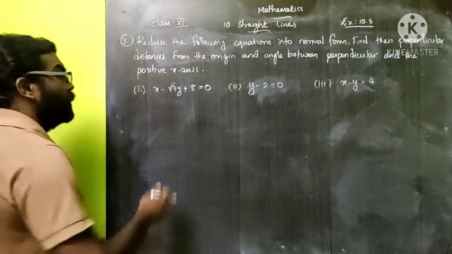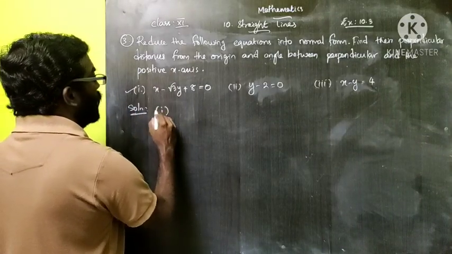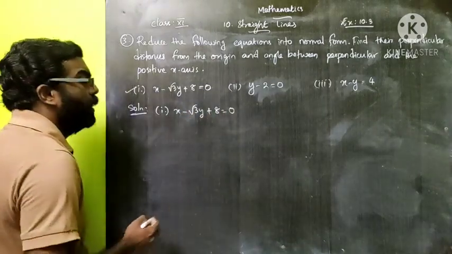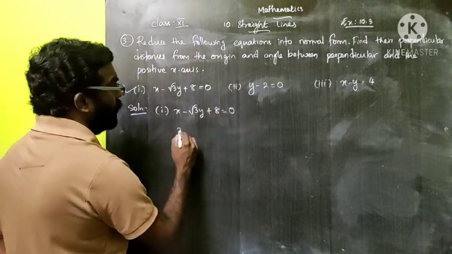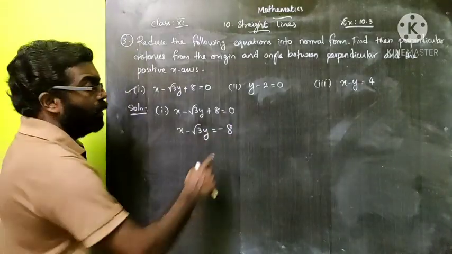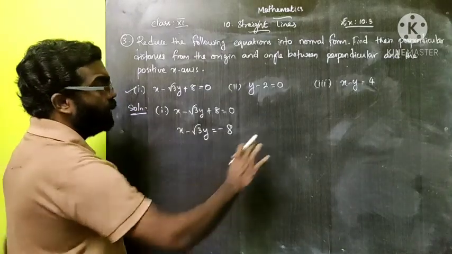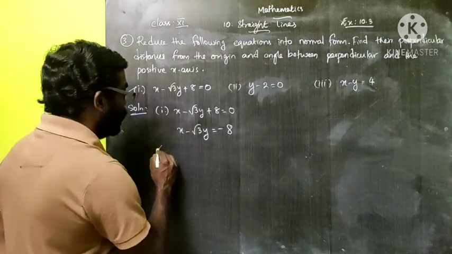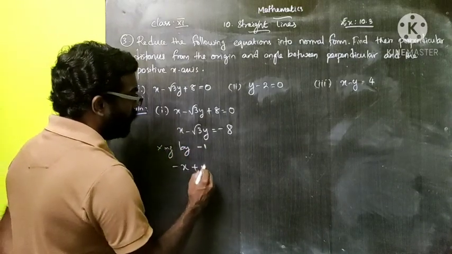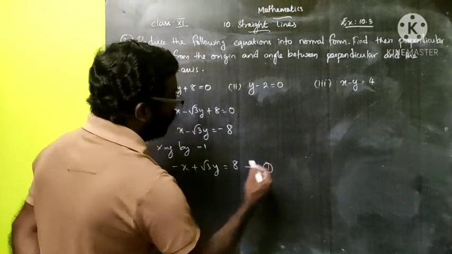First of all, we can take the first one, that is x minus root 3y plus 8 is equal to 0. First step is we have to take the number to the right side. That is x minus root 3y is equal to minus 8. If the value of p is negative, then we have to make it positive. For that we can multiply the entire equation by minus 1. So multiplying throughout by minus 1, we get minus x plus root 3y is equal to 8. Consider this as equation number 1.